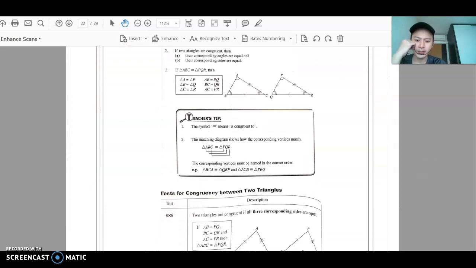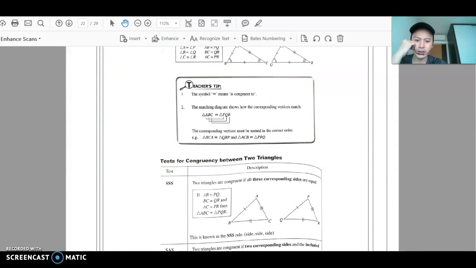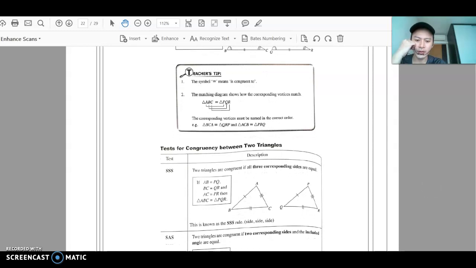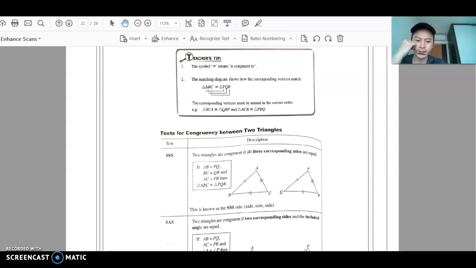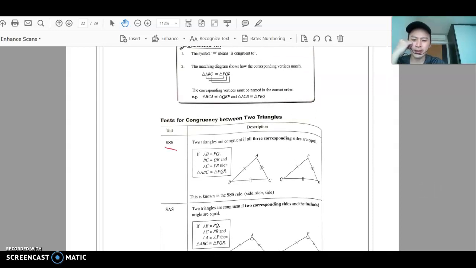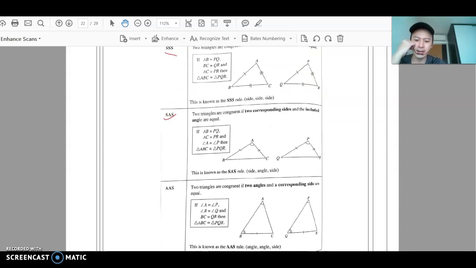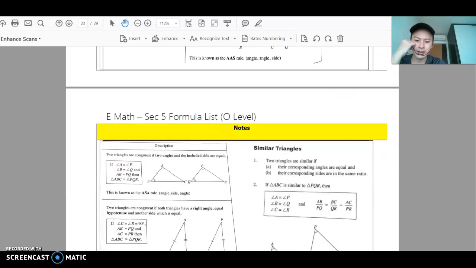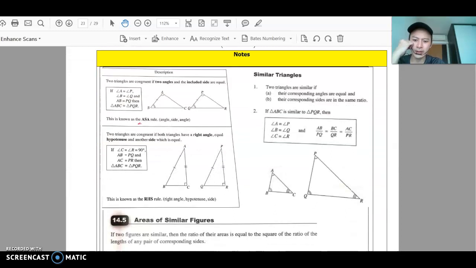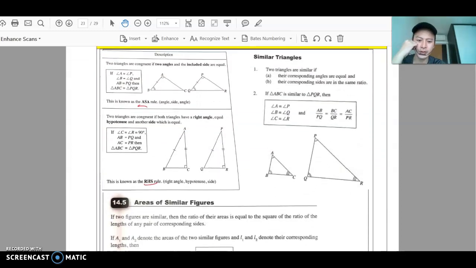Okay, so the other part, of course, here will be how do we prove congruent triangles, congruency. There are a total of 5 tests: the SSS, SAS, AAS, and so on and so forth. The other two are ASA and the RHS. These are the few rules.